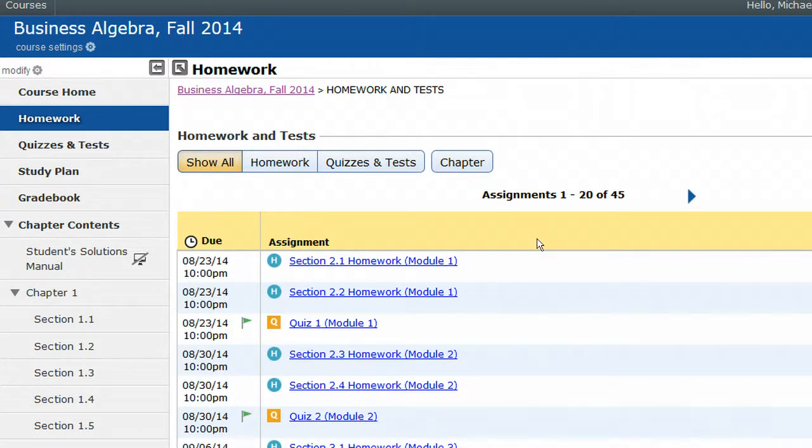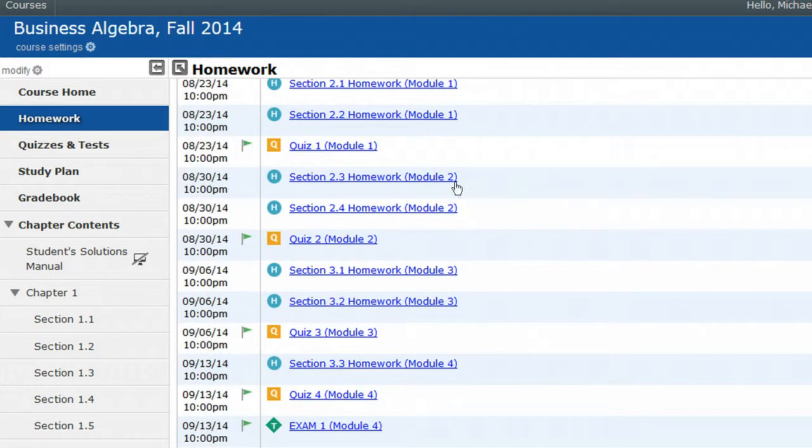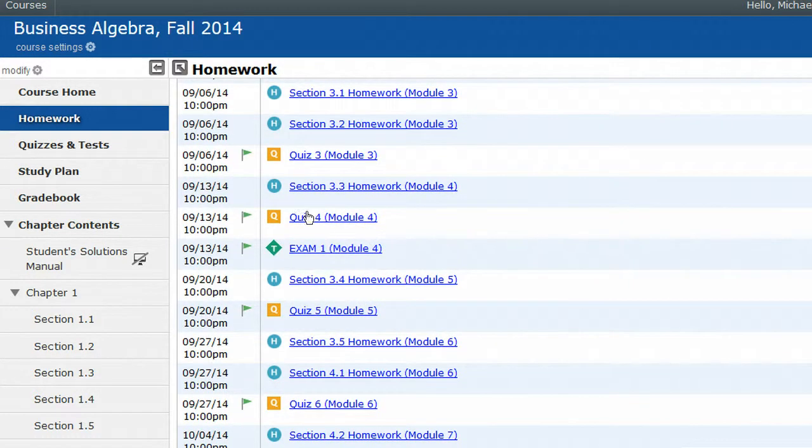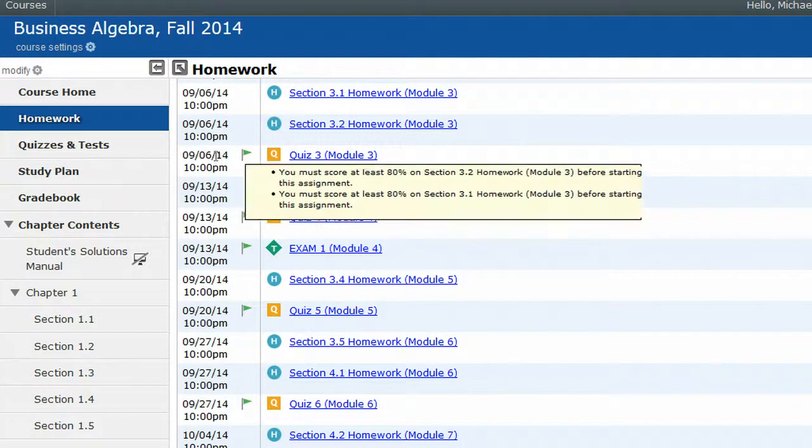But notice that in Module 1 you have homework for sections 2.1 and 2.2 and then a quiz. And then in the second module you also have 2 sections of homework and a quiz. That's also true in the third module. But in the fourth module there's just 1 section of homework, a quiz, and then an exam. So that exam will cover the first 4 modules worth of material. And there will also be an exam in Module 8 and Module 12 and so forth.